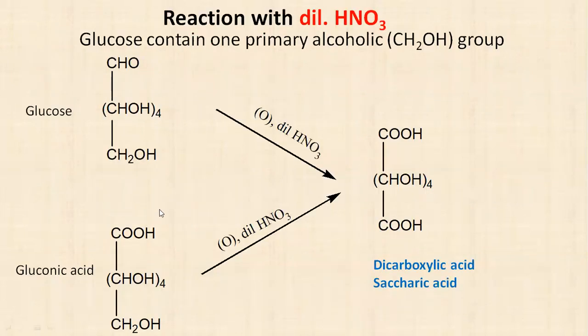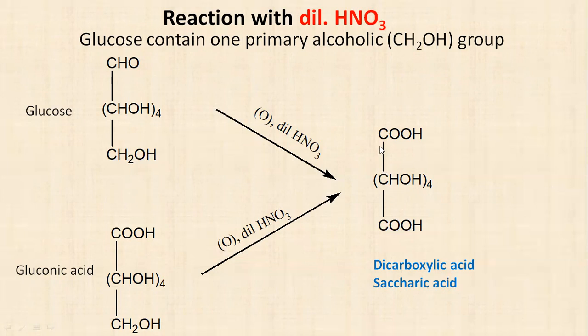The reaction of glucose with dilute nitric acid. Glucose contains one primary alcoholic group, the CH2OH group. See, this is a CH2OH group. So this group also, when it undergoes oxidation, is converted into the acid, saccharic acid.